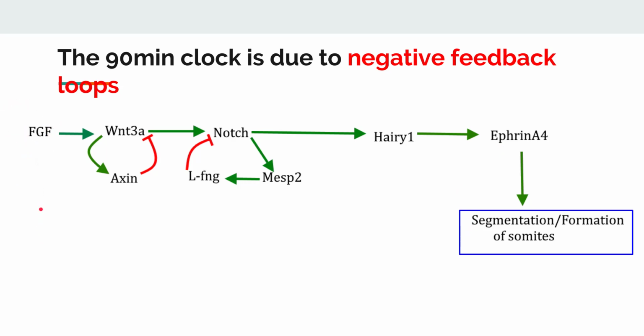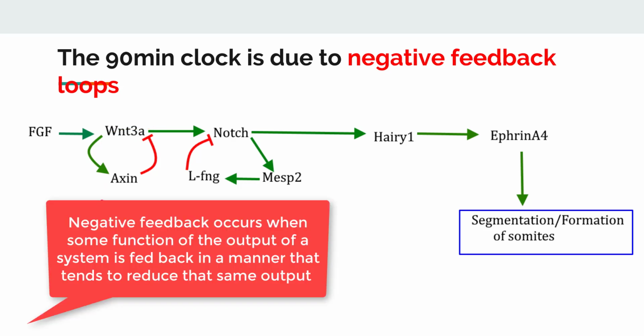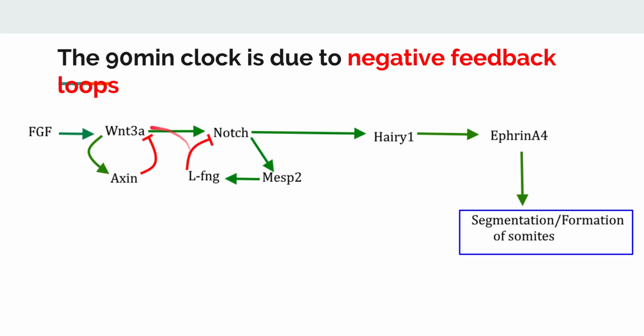So how does this negative feedback loop work? How does it play into the 90-minute clock? Well, when you're activating Wnt3a by the presence of FGF, you're also activating axin, and axin will in turn come back around and repress Wnt3a. So no more Wnt3a is being made. A negative feedback loop is when the output of a system will actually turn off that system itself. When you're getting the repression of Wnt3a, you're shutting off this part of the pathway, and there's no more Wnt3a. Well, if there's no more Wnt3a, then Notch also can't be activated.